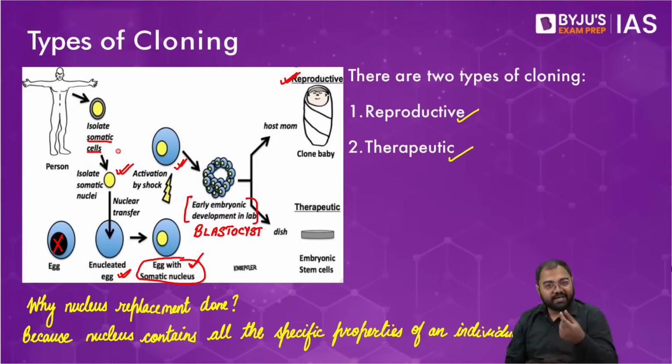And from there on, either these cells will be inserted inside a female body, where inside the uterus the development of the embryo will take place, or it will be taken to a lab where it can be used to harvest stem cells.